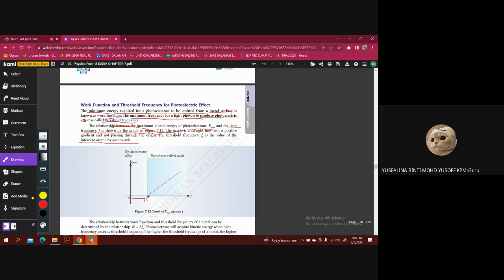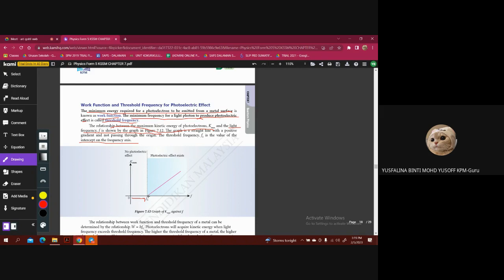Let's say you adjust the frequency of light. First you put 1 hertz, and the milliammeter still shows no reading. Then you put 2 hertz, still no reading. Then later you put 3 hertz, and suddenly your milliammeter starts to deflect.